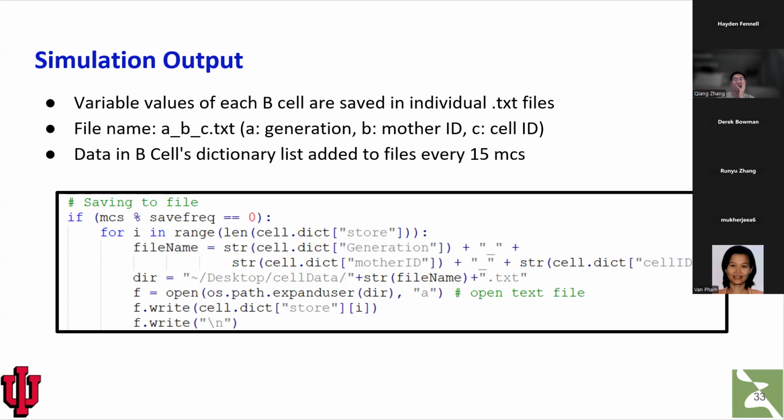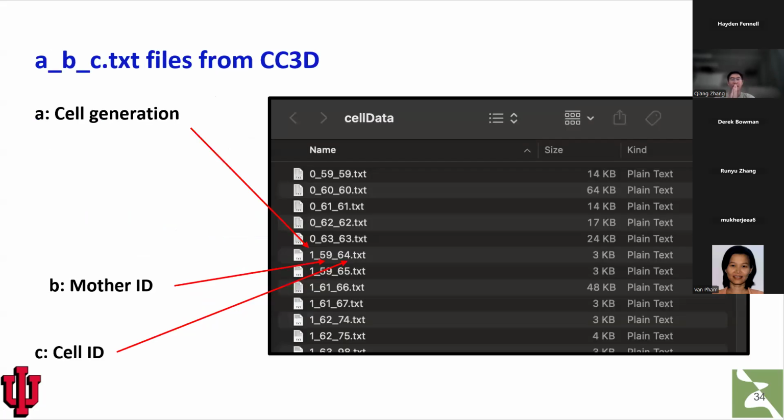data. The naming of the data file is as follows, where A represents the generation where the B cell is. We're starting with generation 0, and letter B represents the mother ID, and letter C, I mean the position C, represents the actual cell ID. Okay, so this gives you the idea that each text file generated represents a cell.